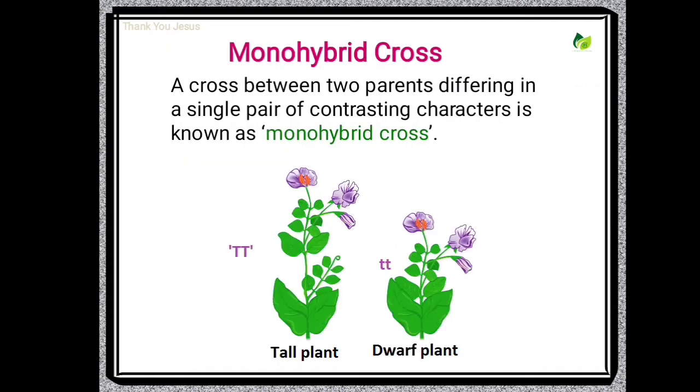Let's see what is monohybrid cross. A cross between two parents that differ in a single pair of contrasting characters is known as monohybrid cross. See the picture. These two are the plants, they differ in their height. One is a tall plant, the other is a dwarf plant. Such a cross is called a monohybrid cross.